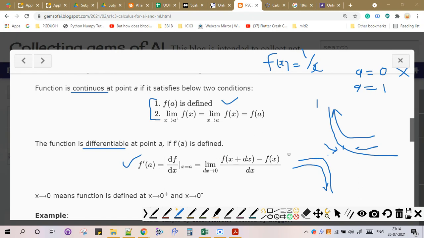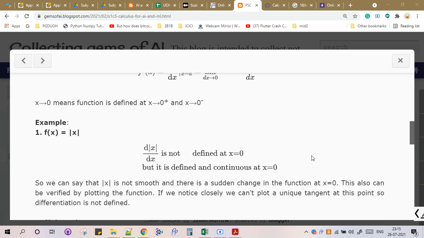And what is the differentiability rule? It is similar: we need to calculate the limit as dx tends to 0. And whenever there is no plus or minus sign, that means this limit should have the same value. If I take 0 plus or 0 minus, from any direction I come, it should be the same answer, right? So the function is differentiable at point A if f dash a is defined. So we need to calculate f dash a, and only then can we say. And most of the time, if the function is continuous and not changing rapidly, it is differentiable. Not always, most of the time, right?